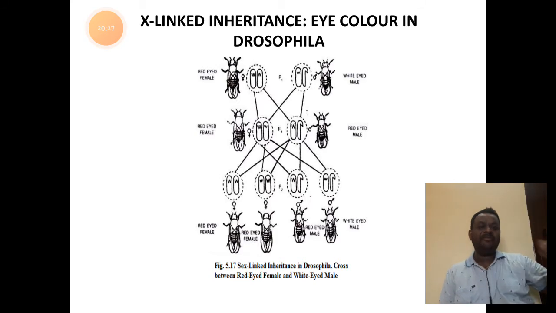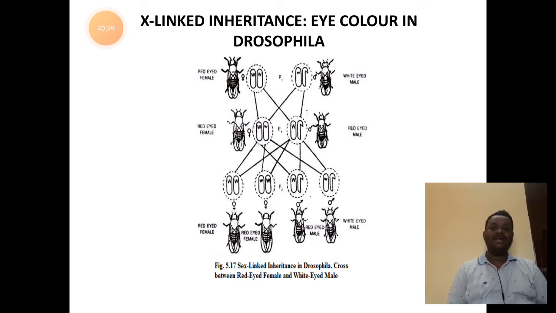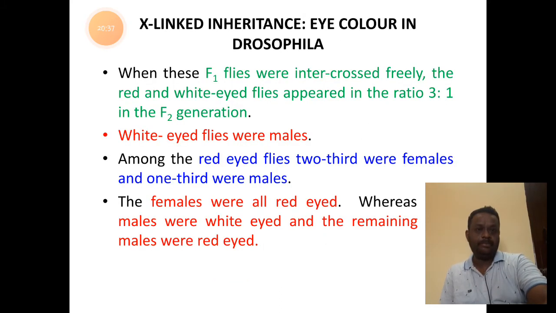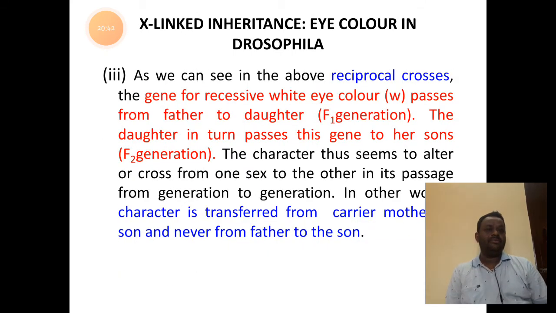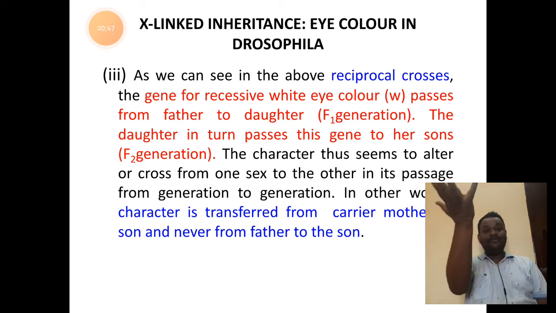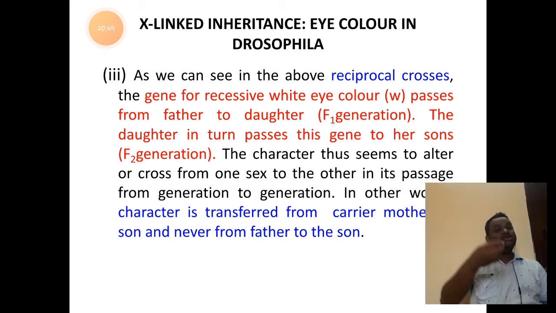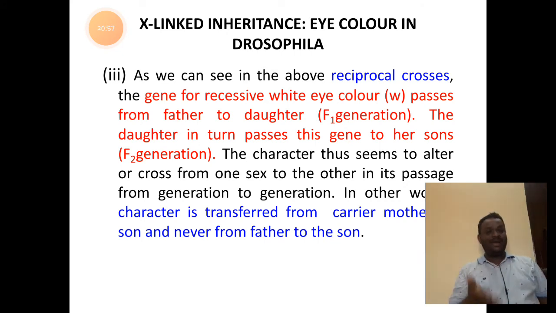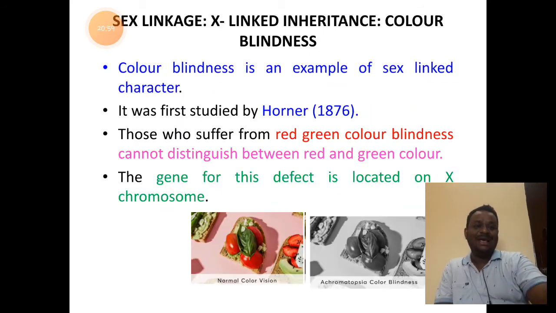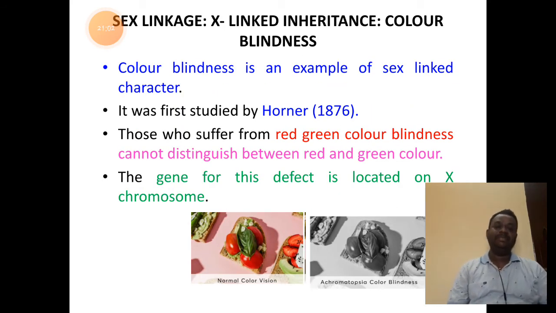So this kind of inheritance pattern is called X-linked recessive inheritance or criss-cross inheritance. Hope the concept is clear, students. So what's happening here? The character from the grandfather is made to move into the carrier mother, then into the grandson. So the grandfather and grandson will show the similar character through a carrier female in between. We call it criss-cross inheritance.